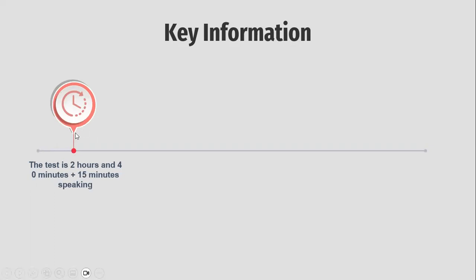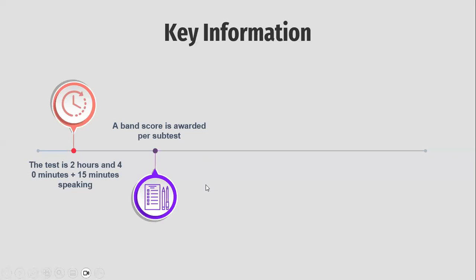Now, let me provide you with some key information about the test also. We talked about the structure of the test, the types of the test, but you still need some information to keep in mind when you take the IELTS. The first thing to keep in mind, which is again the timing, as I said, in total it's going to be 2 hours 40 minutes. That's 40 minutes for listening, 1 hour for writing, 1 hour for reading, and almost 15 minutes for speaking. So that's for the timing.